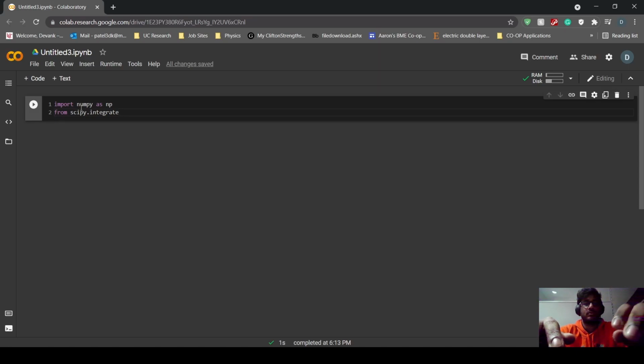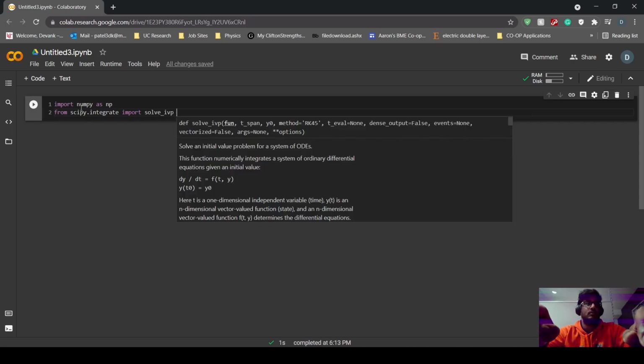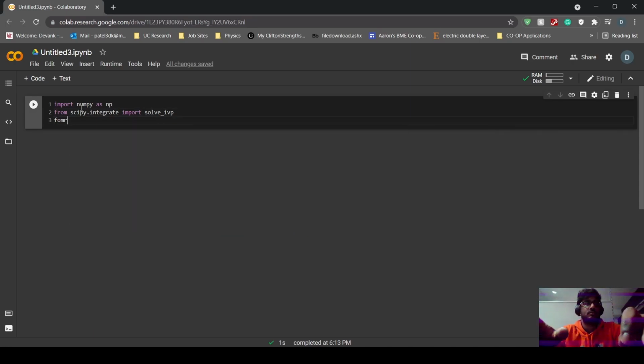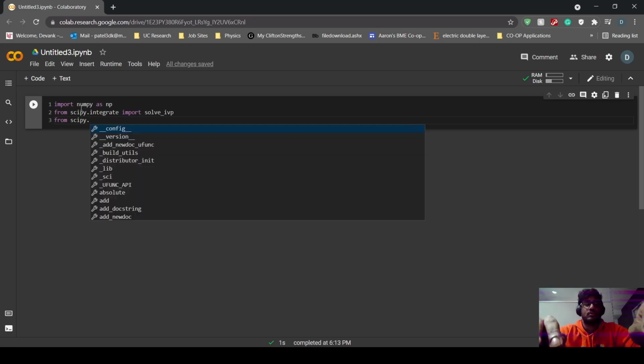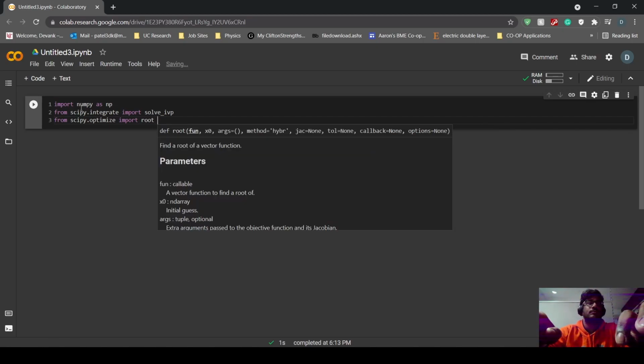we want to import solve_ivp, and this will allow us to solve the initial value problem within the code. And then we want to use the scipy library again, the optimize module. We import root to solve for roots within our code.